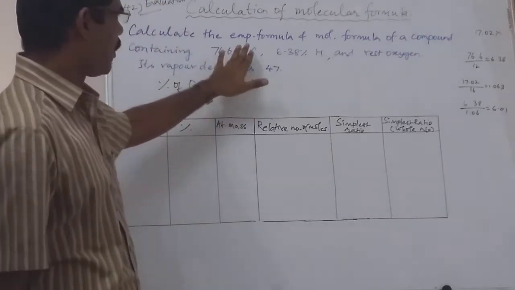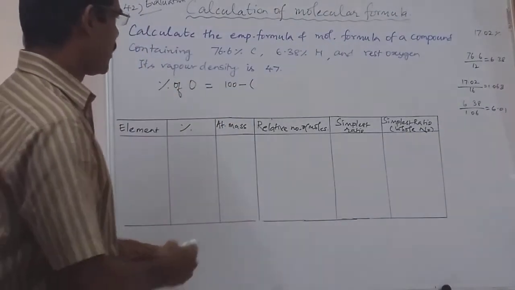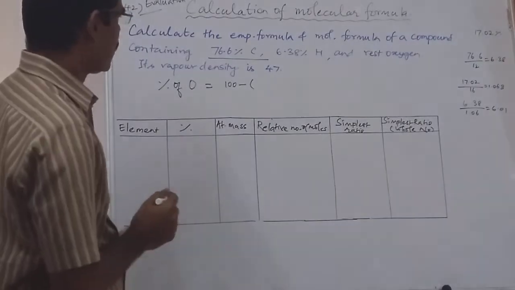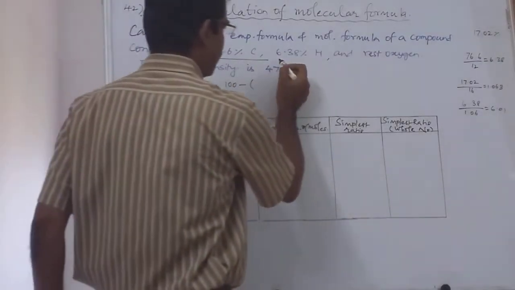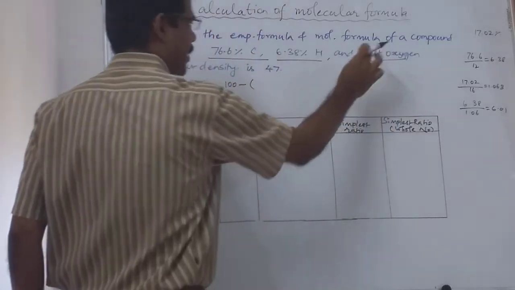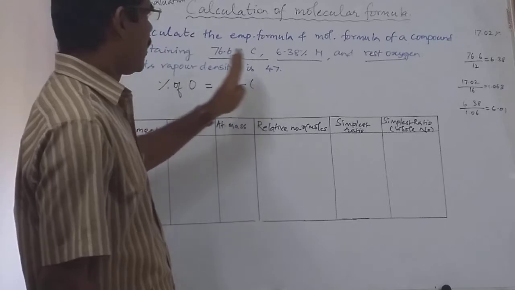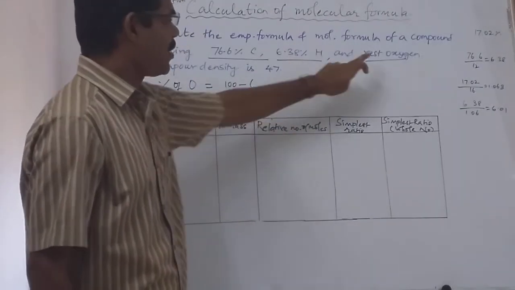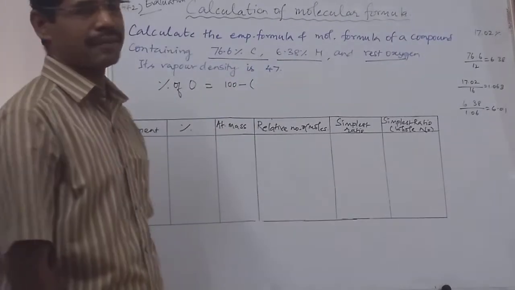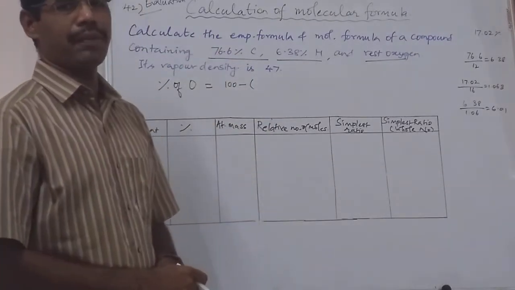Calculate the empirical formula and the molecular formula of a compound containing 76.6 percentage carbon, 6.38 percentage hydrogen, and the rest oxygen. They have not given the percentage of oxygen directly, but they said that this compound contains oxygen. Its vapor density is given as 47. Based on the given data, we have to calculate the empirical and molecular formula.